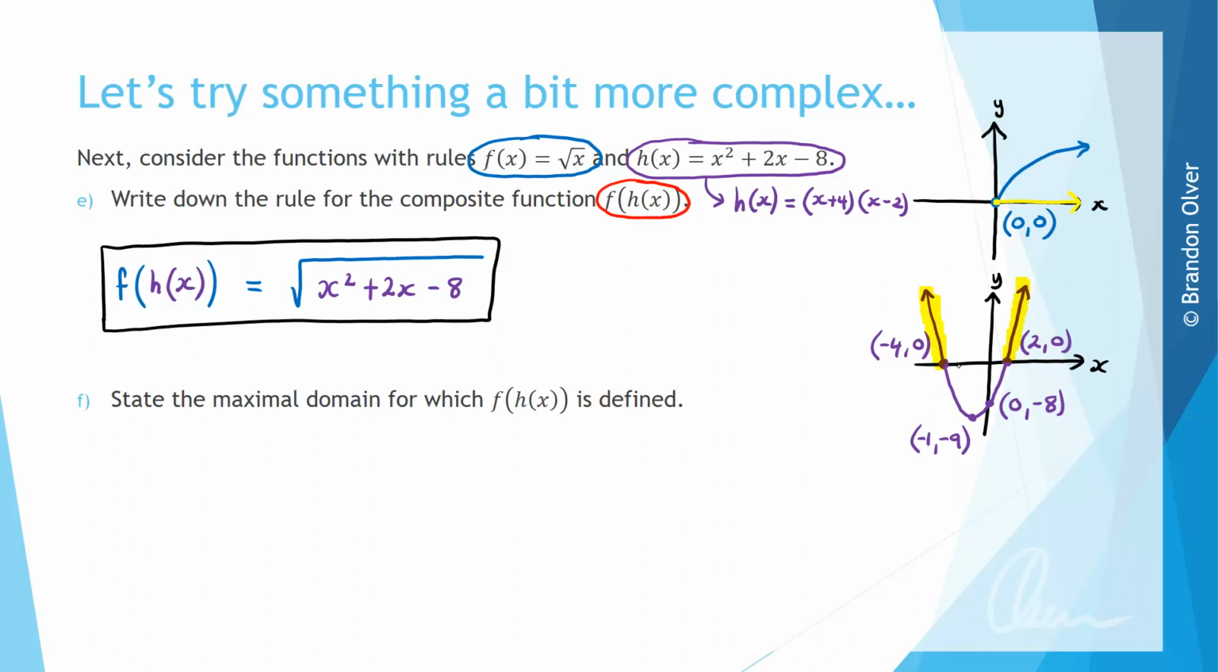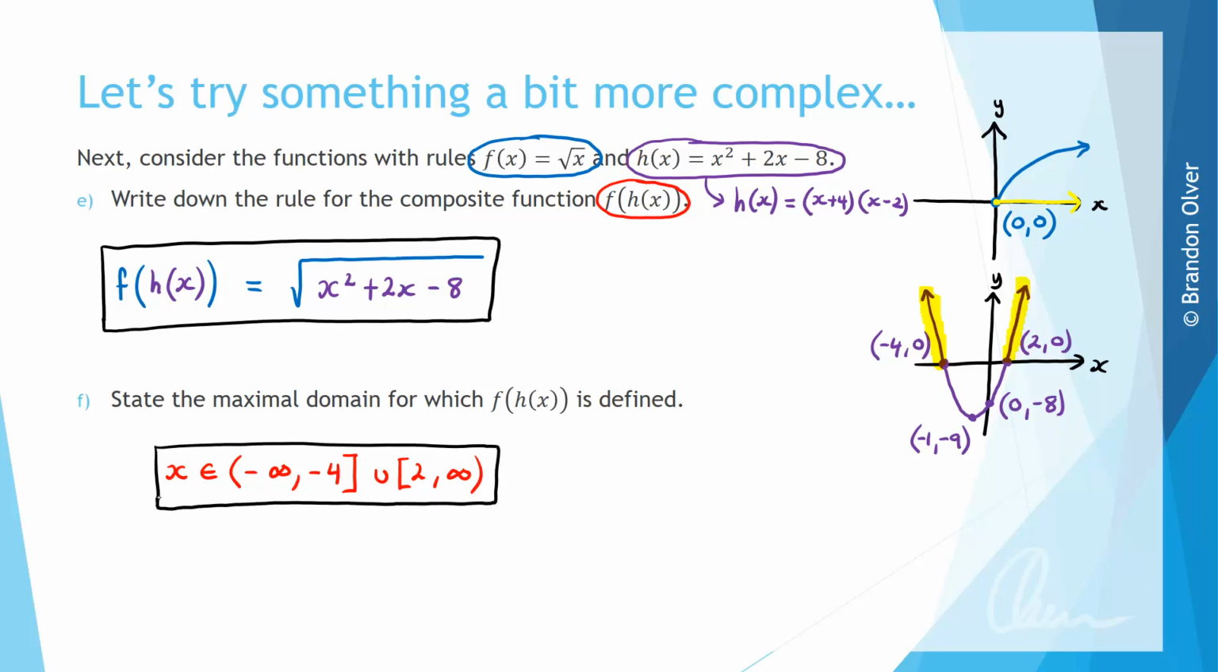And from the parts that we've highlighted on the second graph, we can see that the x values that we are interested in, x is an element of negative infinity until negative 4, and we can include that value, union with 2 included to infinity not included. So that is the maximal domain for which the composite function f of h of x is defined.